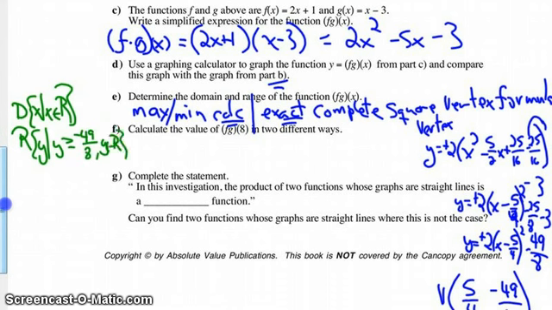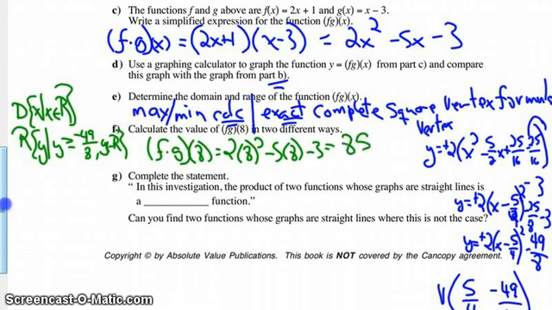And now we can calculate f times g at 8 in two different ways. One way would be to plug it into the function f times g at 8. So you go 2 times 8 squared minus 5 times 8 minus 3, and clearly that would end up being equal to 85.